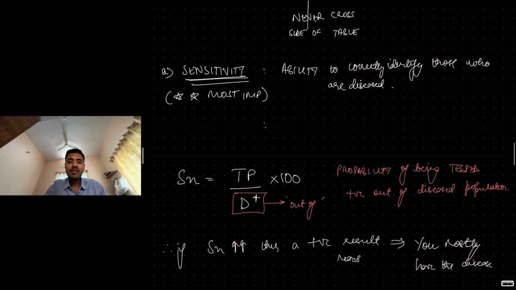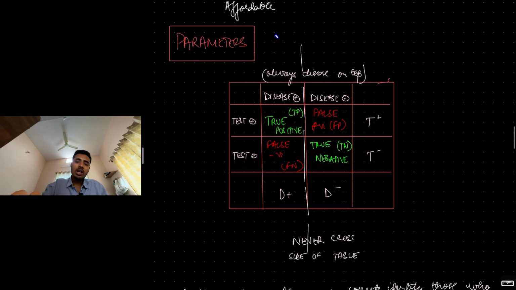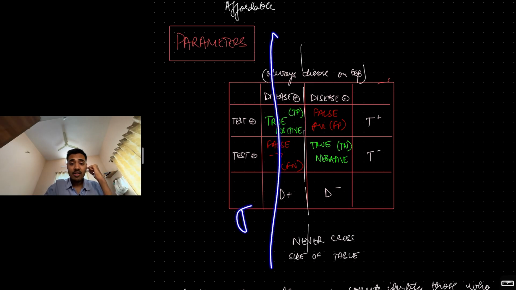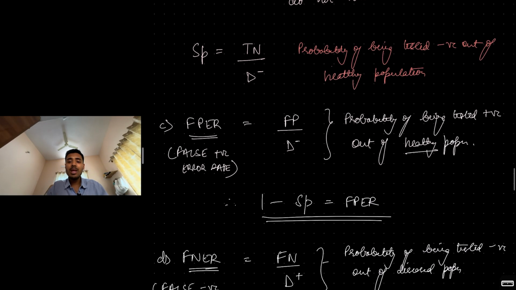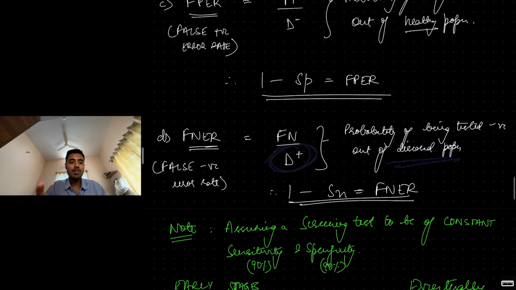Again, we're not crossing the side. Remember, false negative, FN by D plus. We're never ever crossing the side. We're remaining in the same side. False negative divided by total disease population. So the probability of being tested falsely negative out of the disease population. Always, the denominator is the disease population. Okay, these four things you understood, right?